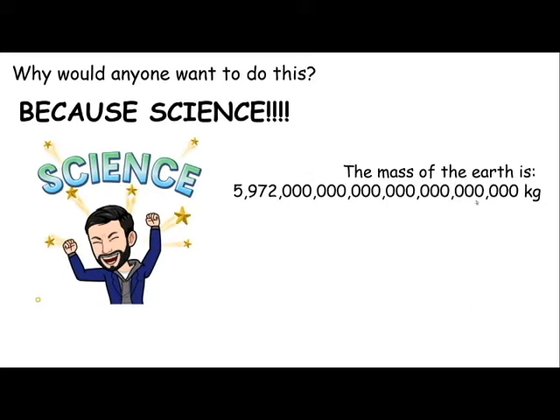This is thousands, millions, billions, trillions, quadrillions, quintillions, sextillions. The mass of the Earth is 5 septillion, 972 sextillion kilograms. And if I'm a scientist and I'm trying to do some math, for example, trying to figure out what 50 Earths weigh or 70 Earths, imagine trying to go through and multiply all of this by 70.